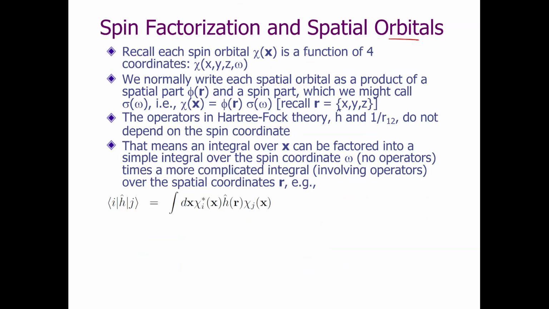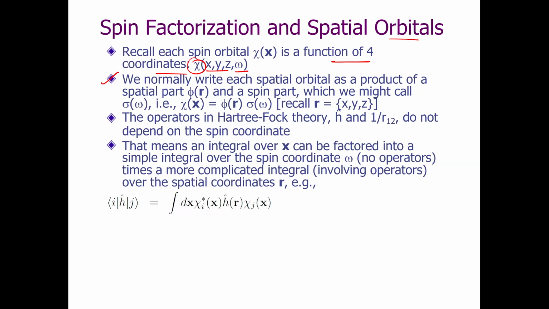Recall each spin orbital that I have just mentioned is a function of 4 coordinates. So you have the spatial x, y, z coordinates and omega, that is the spin coordinate. And that is your spin orbital. I have mentioned the spin orbital is actually a tensor product of your spatial orbital and the spin part. I'll not go into why it's a tensor product, not a normal product, but yes, that's a different thing.